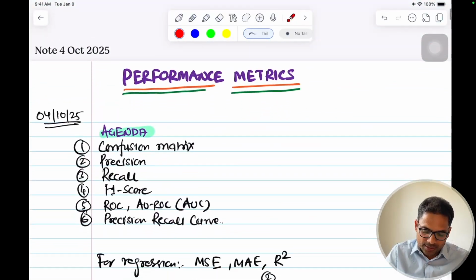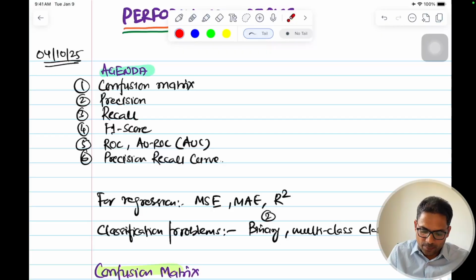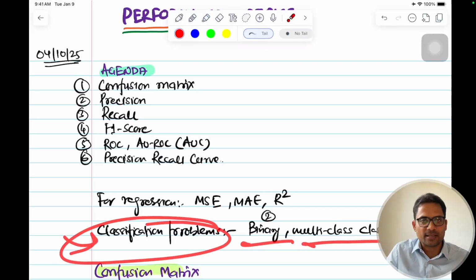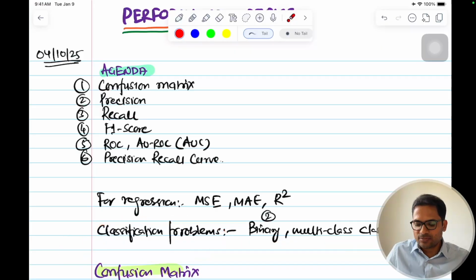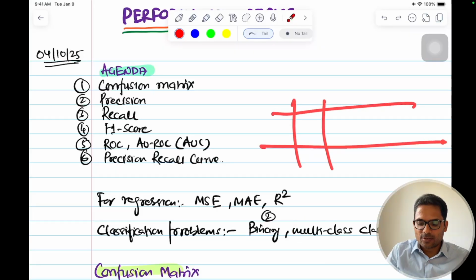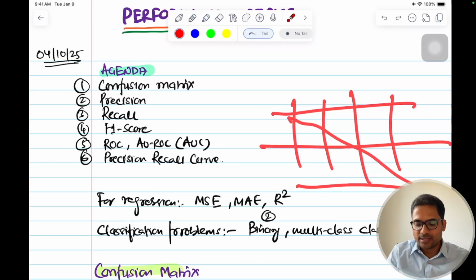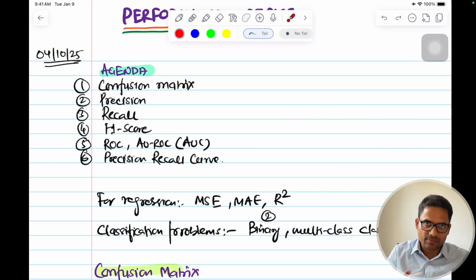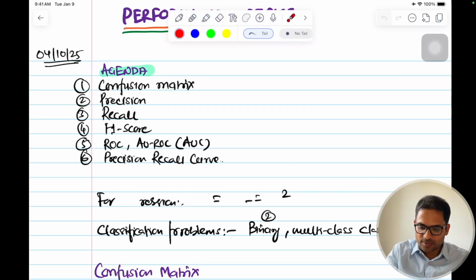And the most important thing, whatever we have shown is for classification problems, binary or multi-class. So the AU-PRC is for binary classification, sorry, and the confusion matrix works even for multi-class. Generally whenever we have some classification output, we do a confusion matrix and see how the model is behaving. That's the first thing that we look at. So these are all for classification problems.